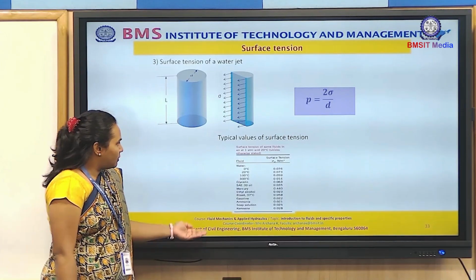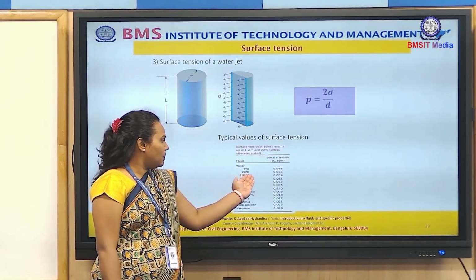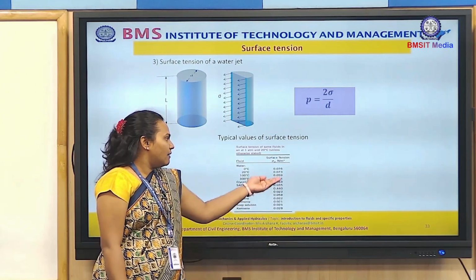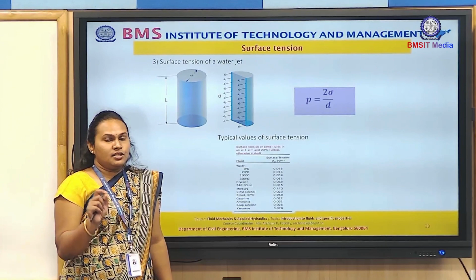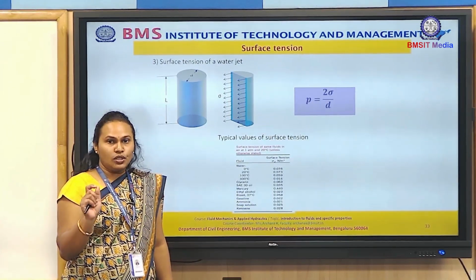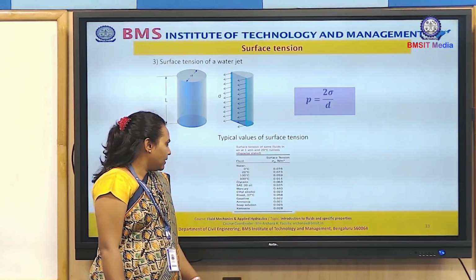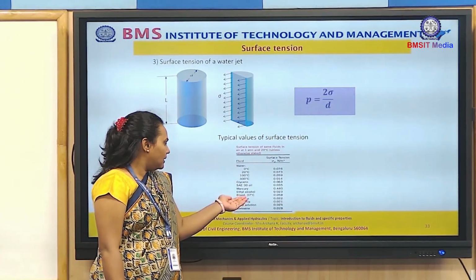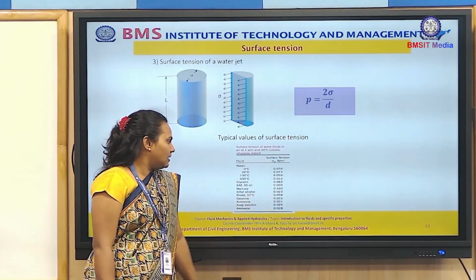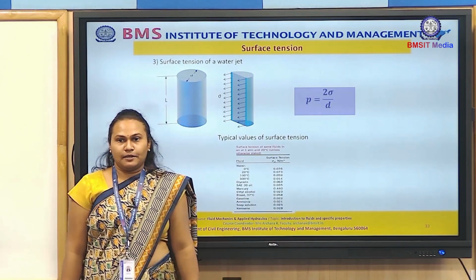Now these are some typical values of surface tension. For water at room temperature of 20 degrees, we have the value of 0.073 Newton per meter. Surface tension has the unit Newton per meter, and glycerine has 0.063. Let's look at the lowest, that is blood. Blood has a surface tension of 0.058.